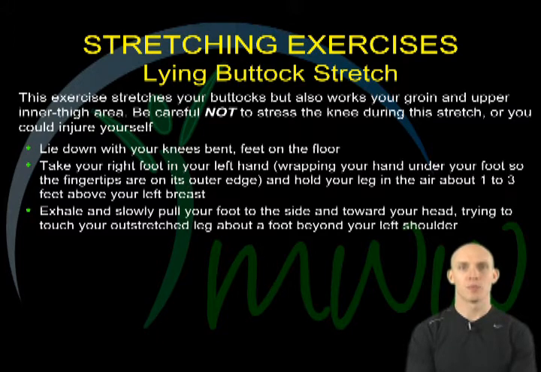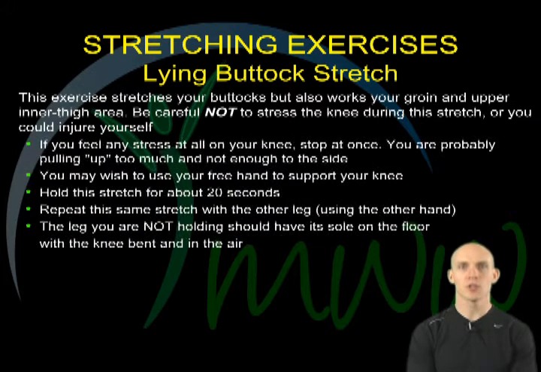Lie on your back again with both knees bent and with your feet on the floor. Take your right foot and your left hand, wrapping your hand under your foot so that your fingertips are around the outside edge, and hold your leg in the air with your knee bent, about 1 to 3 feet above your left breast. Relax. Exhale as you slowly pull your foot over to the side and up to your head, as if you were trying to touch your outstretched leg about a foot beyond your left shoulder. You should feel a good stretch in your buttocks about now.